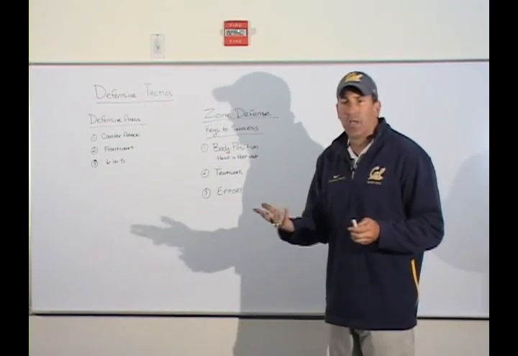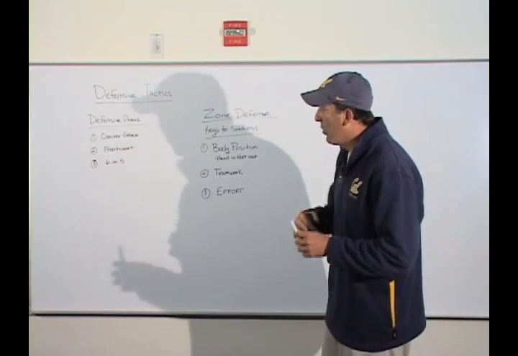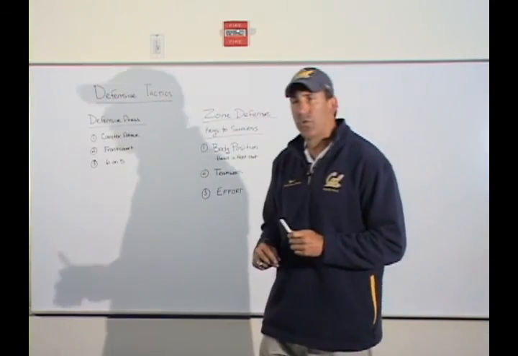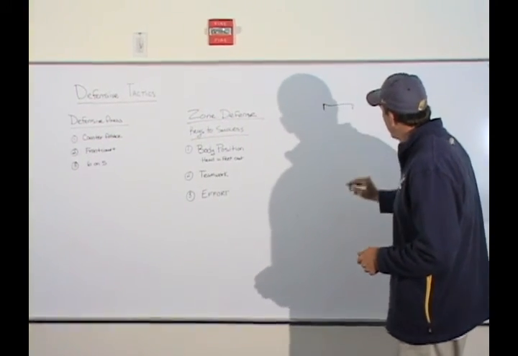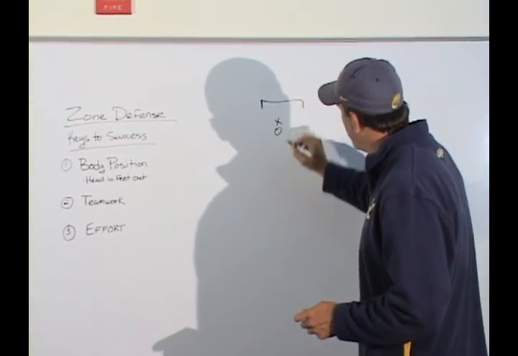So the first key is going to be, as always, body position. The base body position in a zone defense is going to be head in and feet out. Head in towards the 2-meter offensive player, feet out towards the perimeter. So again, if I describe that, 2 meters is here, defense is behind.